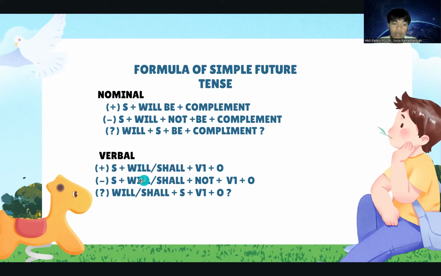Positive subject plus will or shall plus verb one plus object. And then the negative is subject plus will or shall plus not and then plus verb one plus object. And then the interrogative form is will or shall plus subject plus verb one and then plus object and then plus question mark. So when will we use the will or shall in this simple future tense?